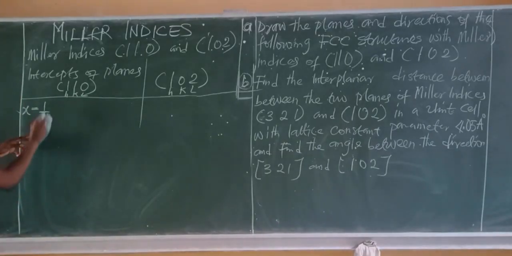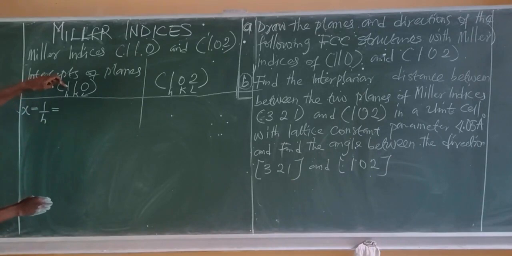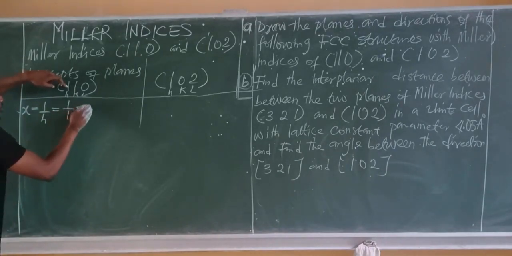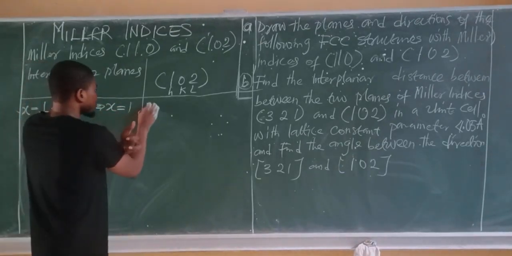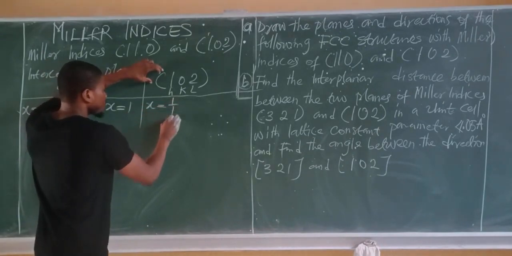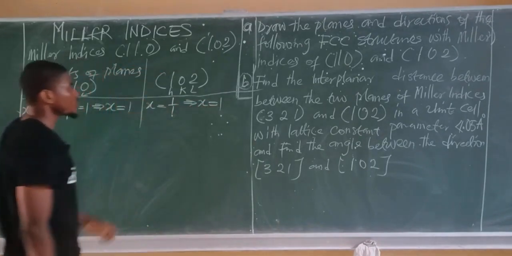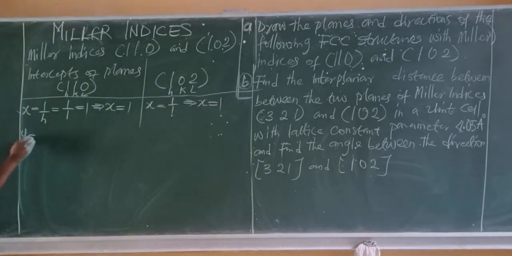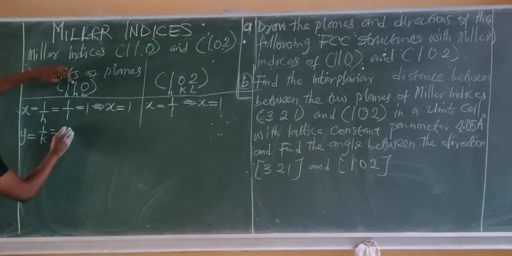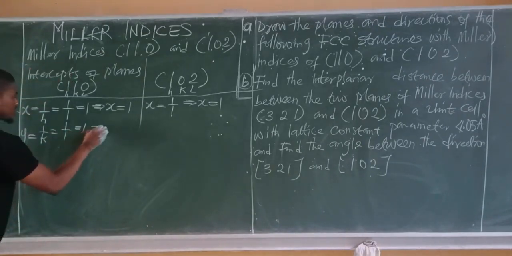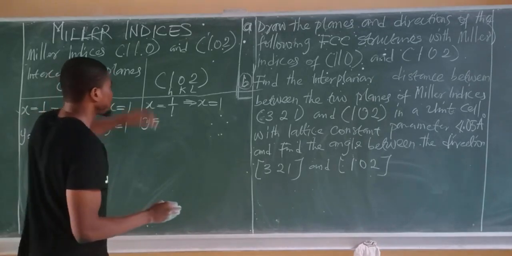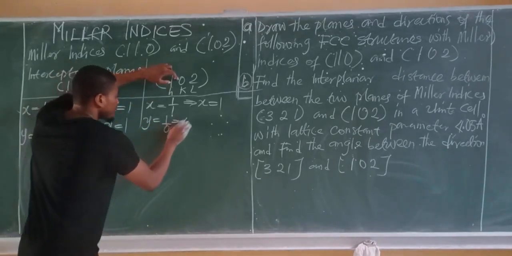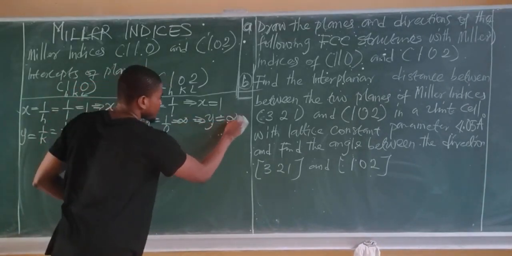So x-intercept is 1 over h, and h on this plane is 1, so this becomes 1 over 1, which is equal to 1. This implies that the x-intercept here is 1. For this other plane, the x-intercept is also 1 over h, and h is 1 here, so x is also equal to 1. The y-intercept on this Miller index is 1 over k, and k is also 1, so 1 over 1 is 1. So the y-intercept on this plane is 1. For the other plane, the y-intercept is also 1 over k, and k is 0 here, so it becomes 1 over 0, which is infinity. So the y-intercept on this plane is at infinity.